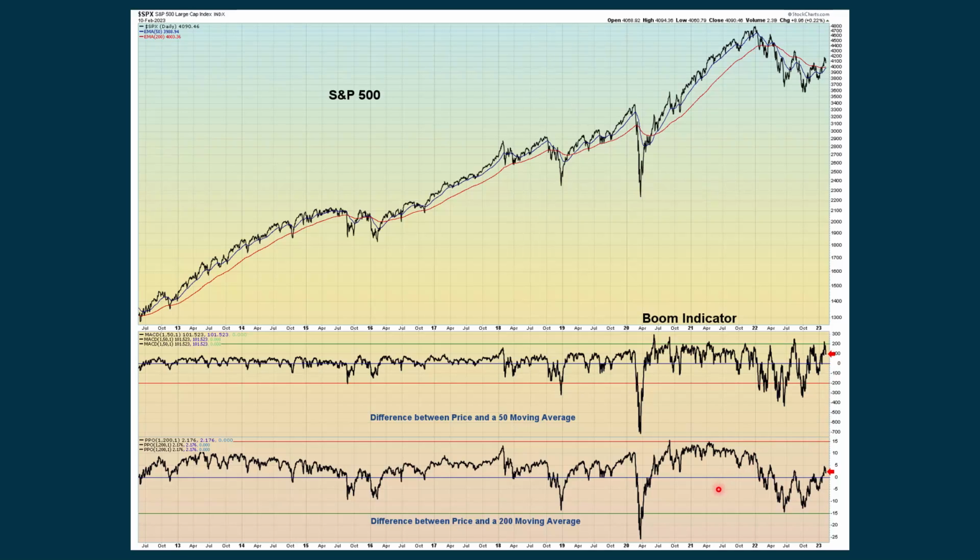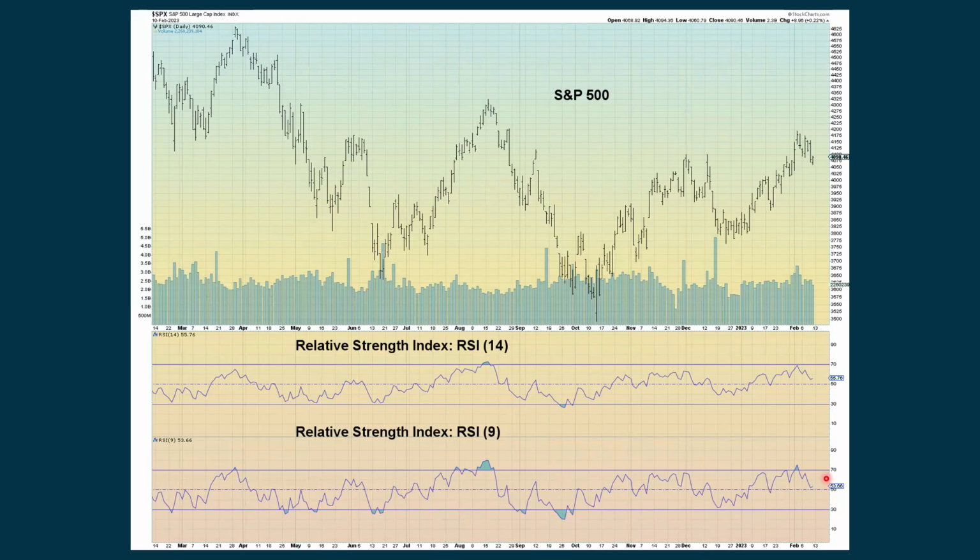The 200-day moving average chart, we never did get extreme positive. We are above zero, although we are declining. So it's positive, but some recent weakness. The RSI based on 14 periods is still above 50. That's positive, and it's turned up slightly.